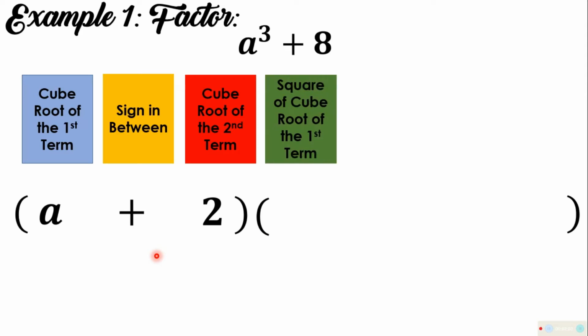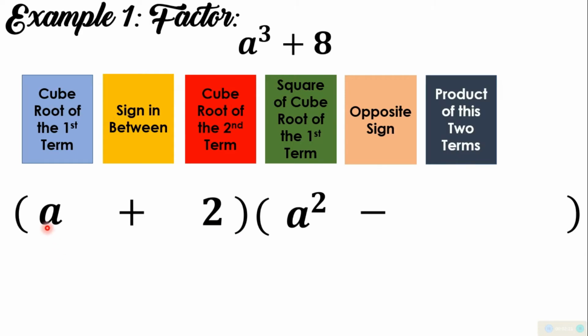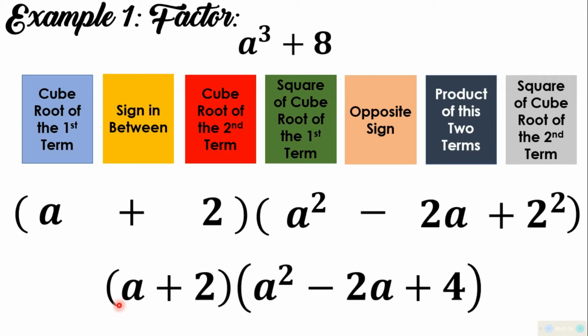Next, get the square of the cube root of the first term. So, ito. Ano ang square ni a? So, we have a squared. And then, opposite ng sign. So, kung plus, magiging minus. And then, product of these two terms. So, a times 2 is 2a. And then, for the last term, lagi siyang positive. And square of the cube root of the second term. So, ano ang square ni 2? So, we have 2 squared. So, kung i-rewrite natin yan, we have a plus 2. So, ito po yung first factor natin.